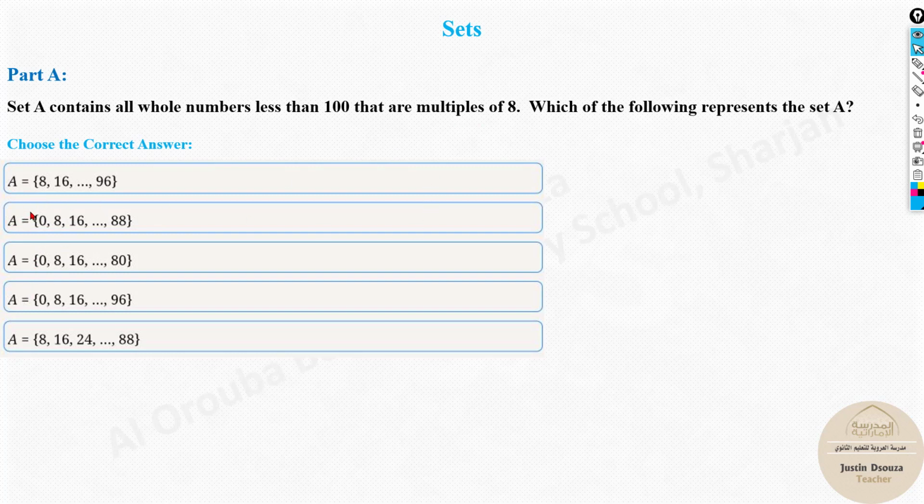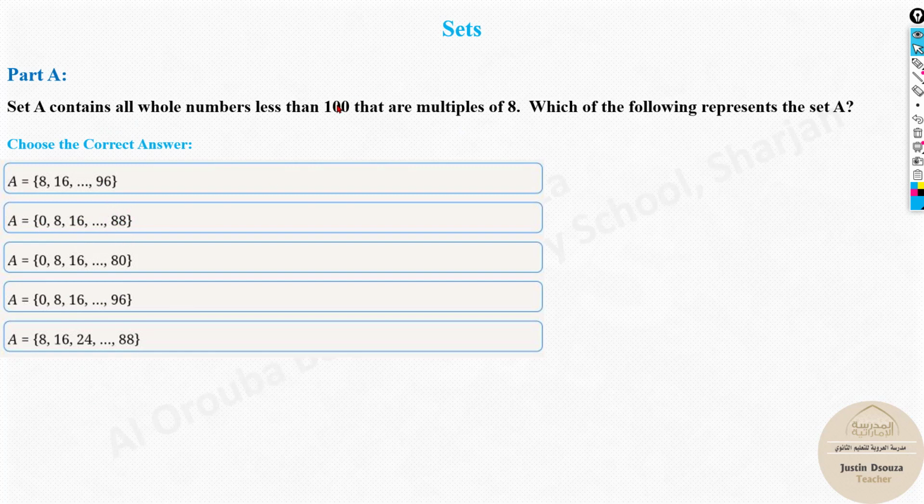Now, you can add 0 as a multiple of 8 because you can multiply anything with 0 and it will be 0. So in general, we add that as a multiple as well. If you want multiples of 2, you can add 0, 2, 4, 6, 8 and so on. So now the more appropriate answer would be this one over here.